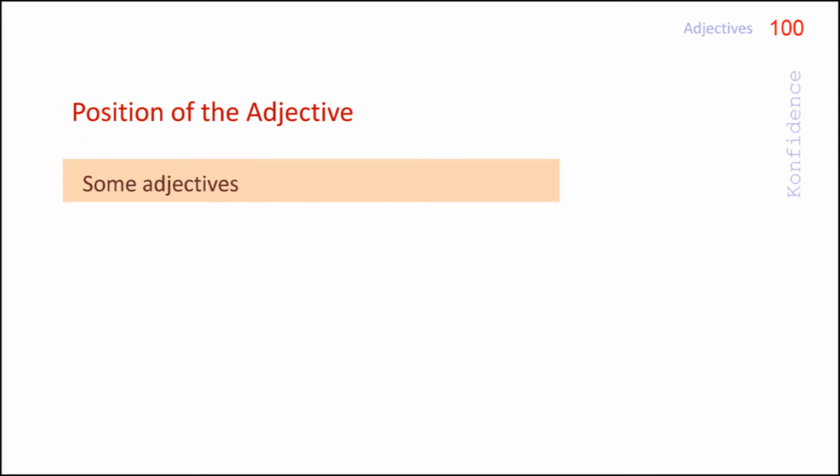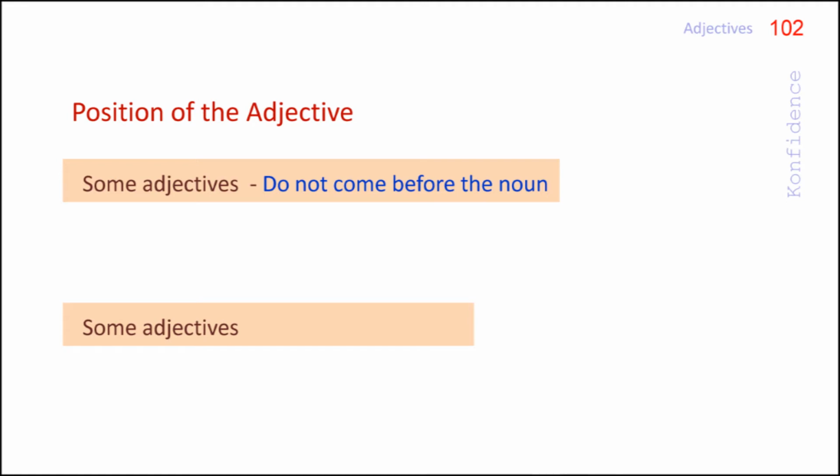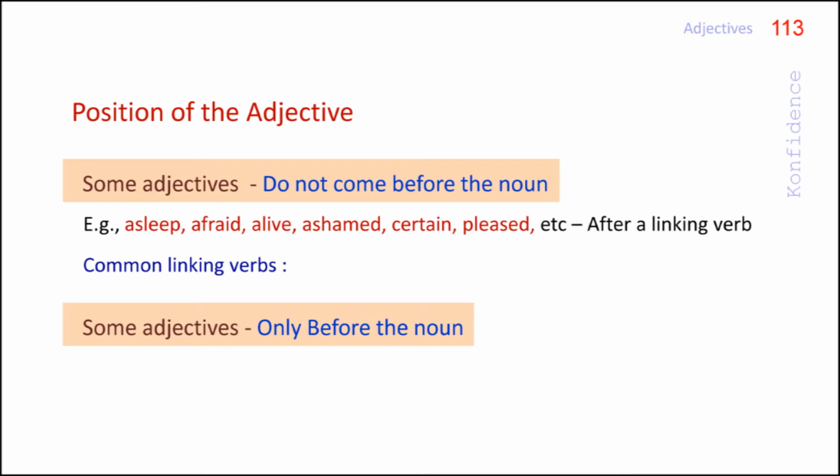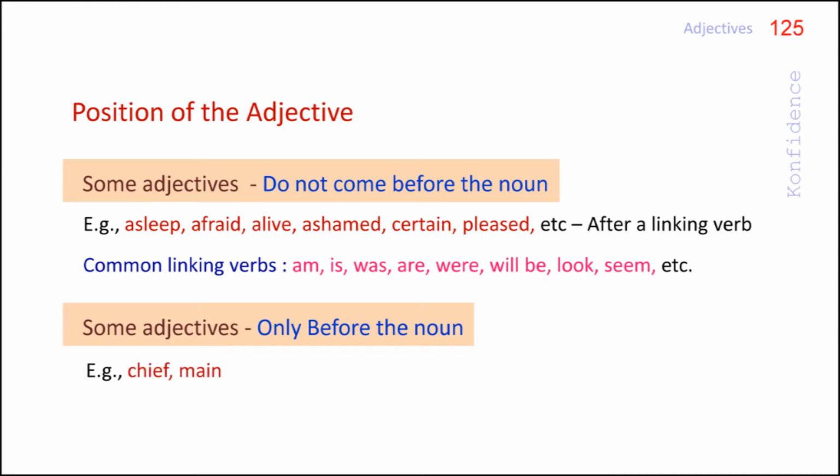However, there are certain adjectives that do not come before a noun, and there are some adjectives that can only be used before a noun. Adjectives like asleep, afraid, alive, ashamed, certain, pleased, etc. come after a linking verb. Some common linking verbs are am, is, was, are, were, will be, look, seem, etc. Adjectives like chief, main, former, downright, etc. can only be used before a noun.